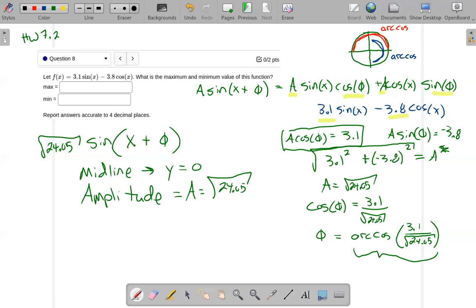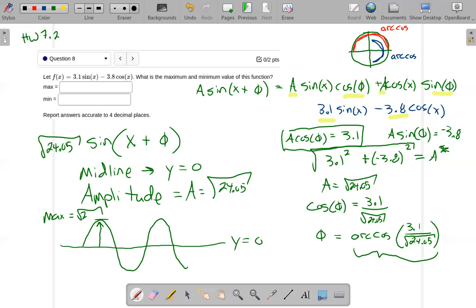So if we think about the graph of that, and then it shifted, right? So forget about the shift for a minute, just think about the midline, y equals 0. And this is just a wave passing through that midline. And if we want to know what the max is, well, that's the amplitude. The max up here is that value, square root of 24.05. And the min down here, since we started at 0, would have to be the negative version of that. And it turns out the shift really doesn't affect the max and the min. They're always where they are. So we get the answers.